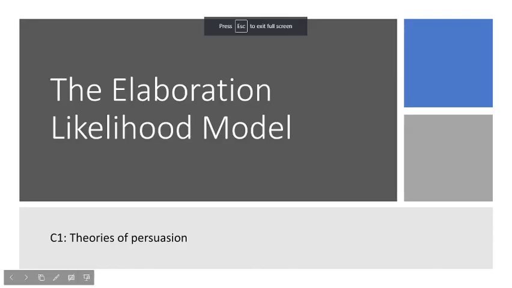This is BTEC Applied Psychology. This is Unit 3, Section C1, where we're looking at theories of persuasion. And this particular model is called the Elaboration Likelihood Model.